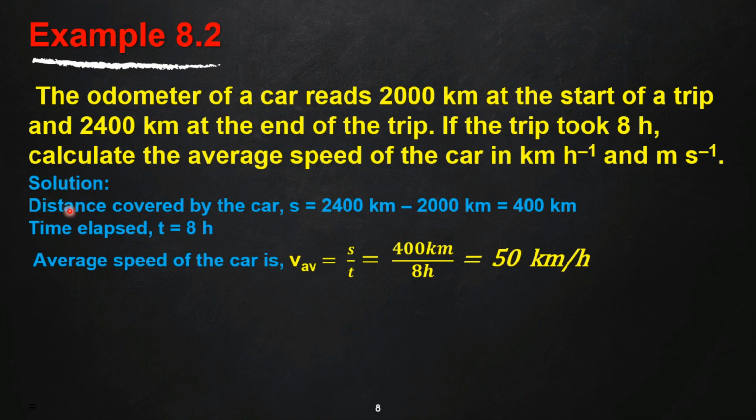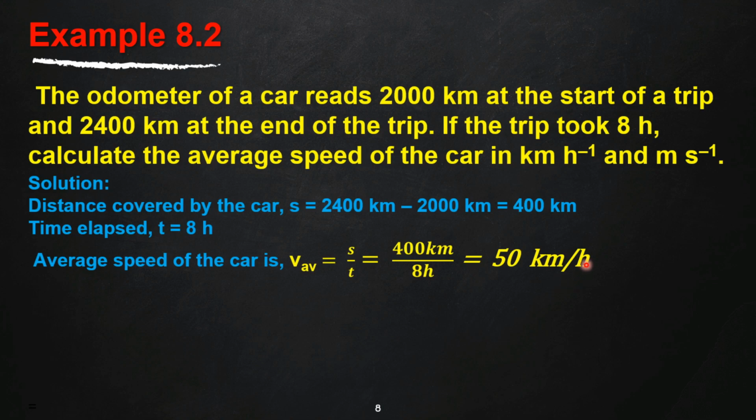Let us find out the solution. Distance covered by the car is 2400 km minus 2000 km. That means equal to 400 km. So total distance traveled by the car is 400 km. The time taken is 8 hours. So the average speed of a car is having a formula as S upon T, that means distance upon time. So 400 km upon 8 hour comes out to be 50 km per hour.